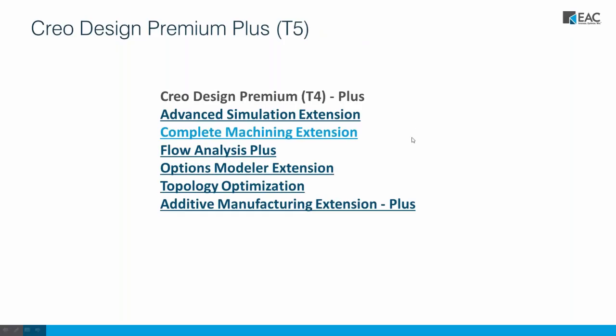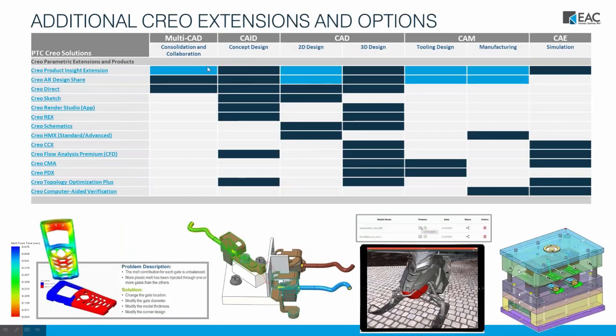So that's T5. So those are the 5 main modules or bundles that are going to be existing going forward and exist right now. Another thing that I want to talk about is additional extensions, because you'll say, well, do I just have to buy these bundles? And no, you don't. You can buy a particular bundle and then add on to it. So these are the other extensions.